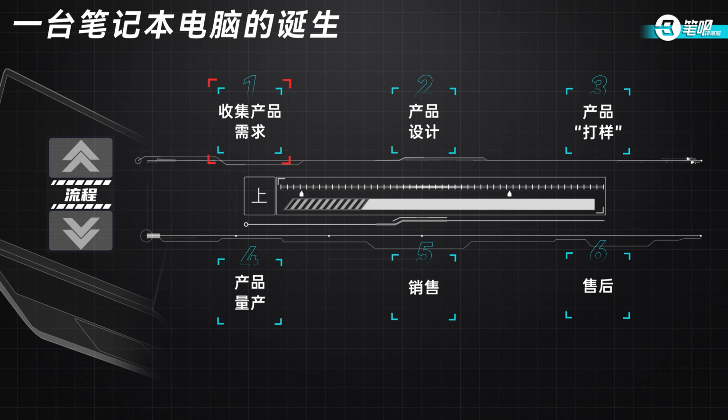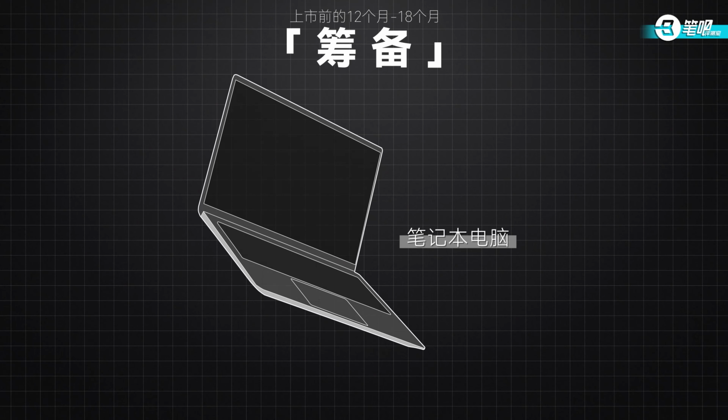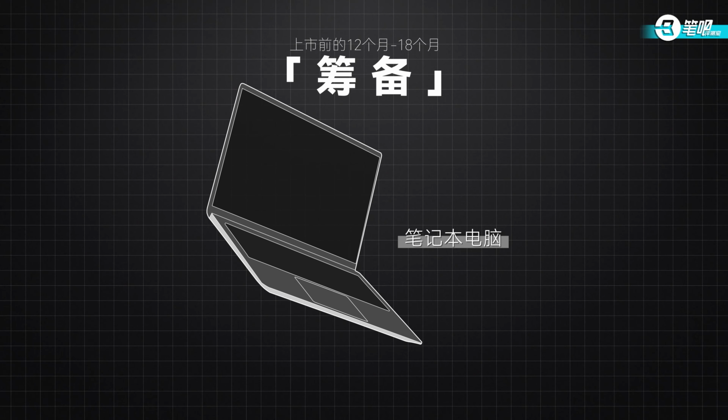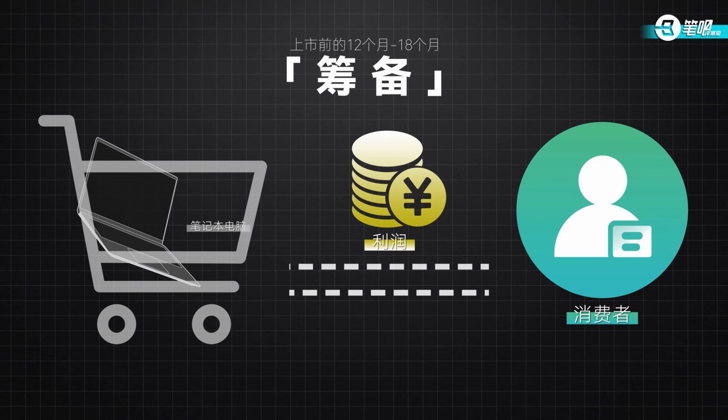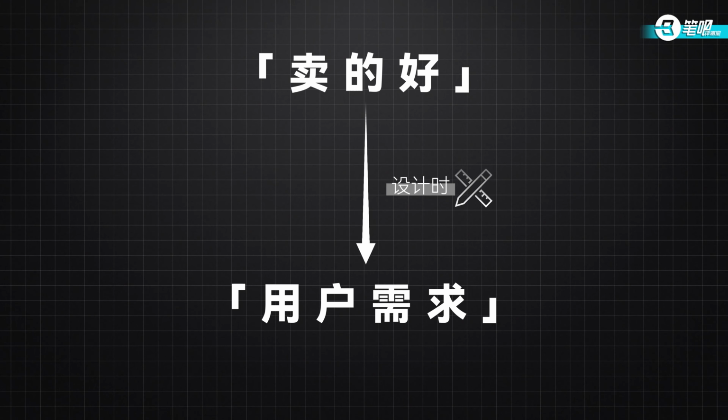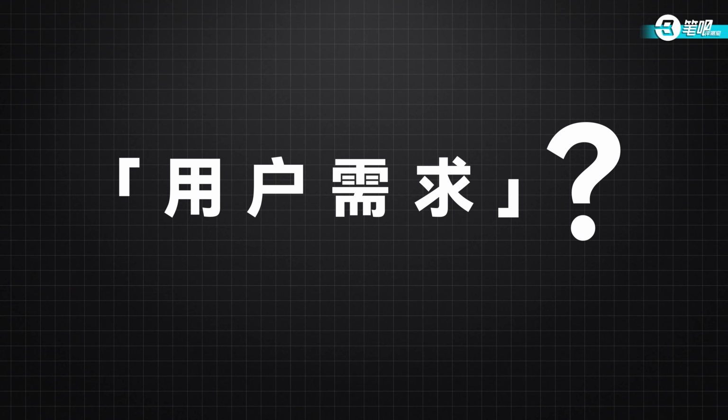First, identify market demand. Usually, the process of product design starts by collecting demand. In the 12 to 18 months before the launch of a laptop, it would be in preparation. Manufacturers think that a laptop is a product, sold to customers to make a profit. In order to sell well, market demands are the priority during design. So how do the manufacturers achieve that?